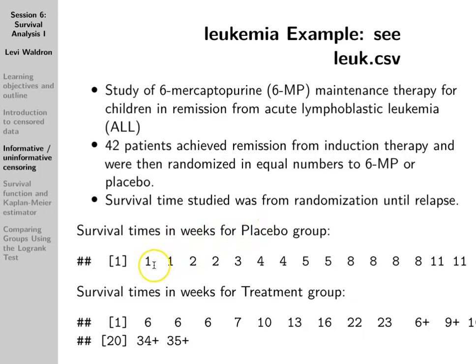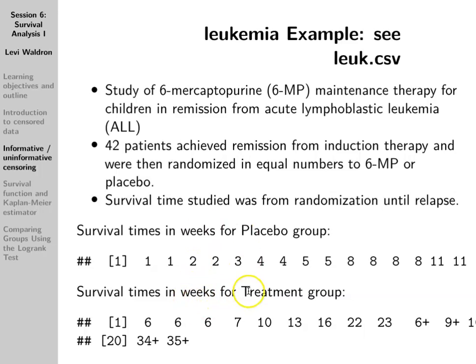So in the placebo group, these are times in weeks. They vary from 1 to 11. And then in the treatment group, we see times. The first one is 6, and the last one is 35 with a plus. And this plus in the survival package in R is how a censored event is annotated. So this means that this person was alive at 35 weeks, and then it was censored, so there's no event. So their survival time was at least 35 weeks.